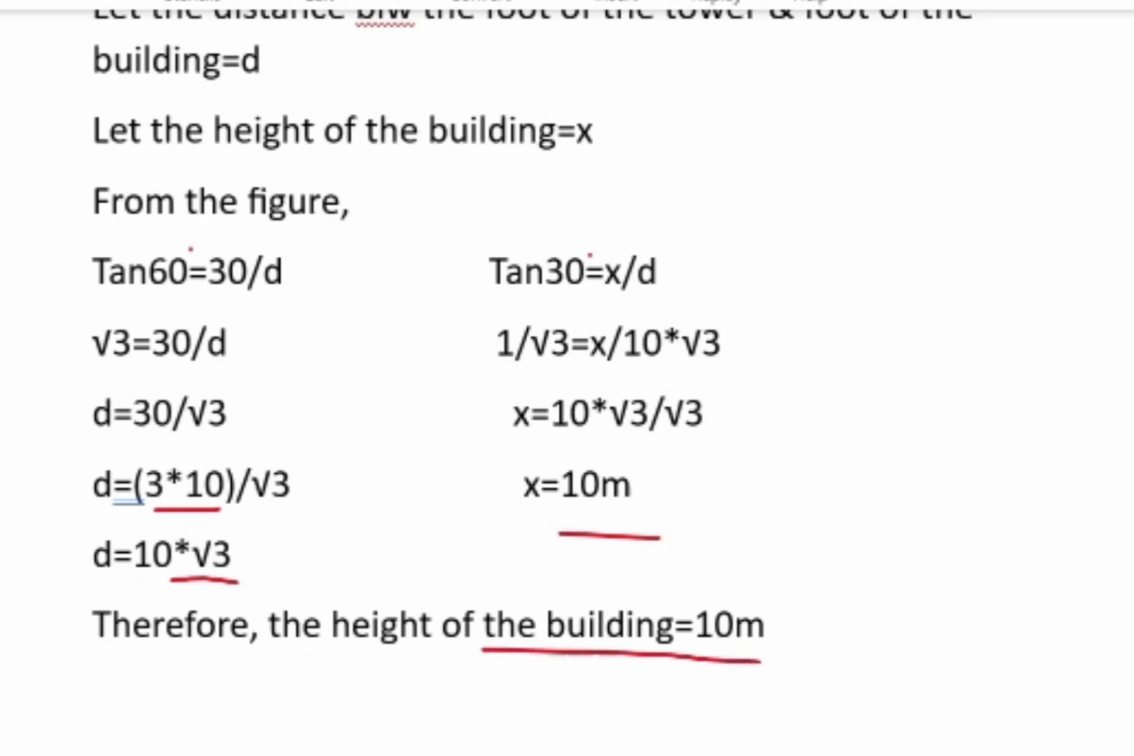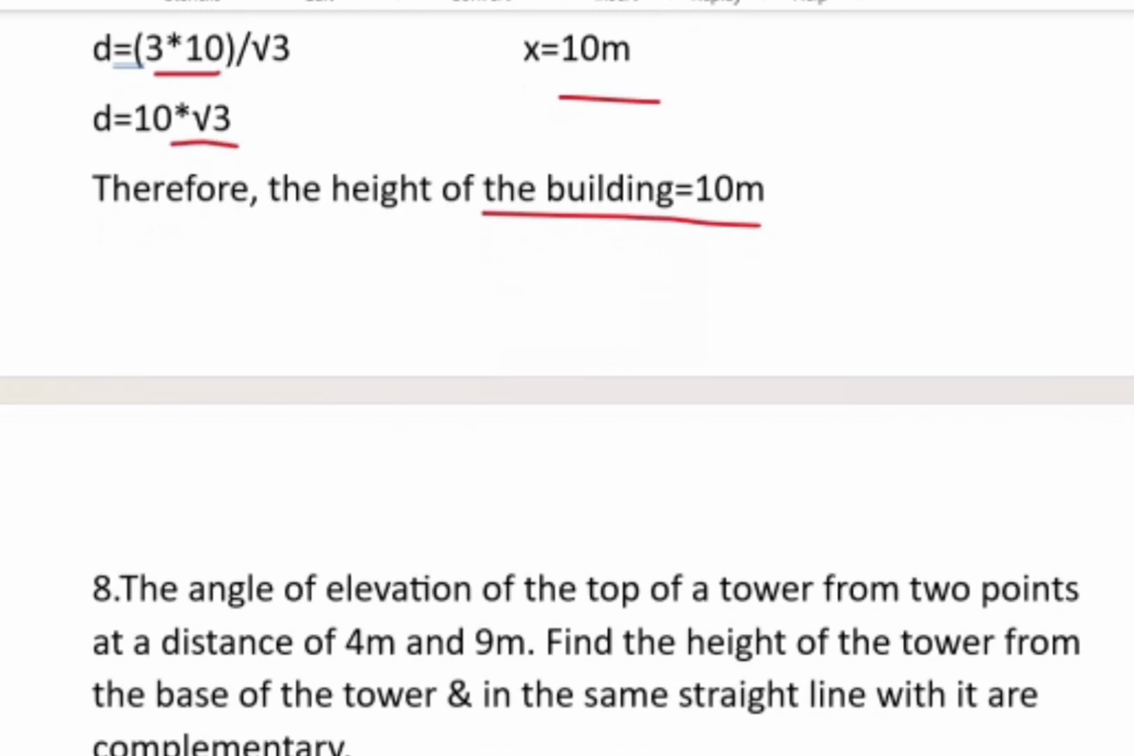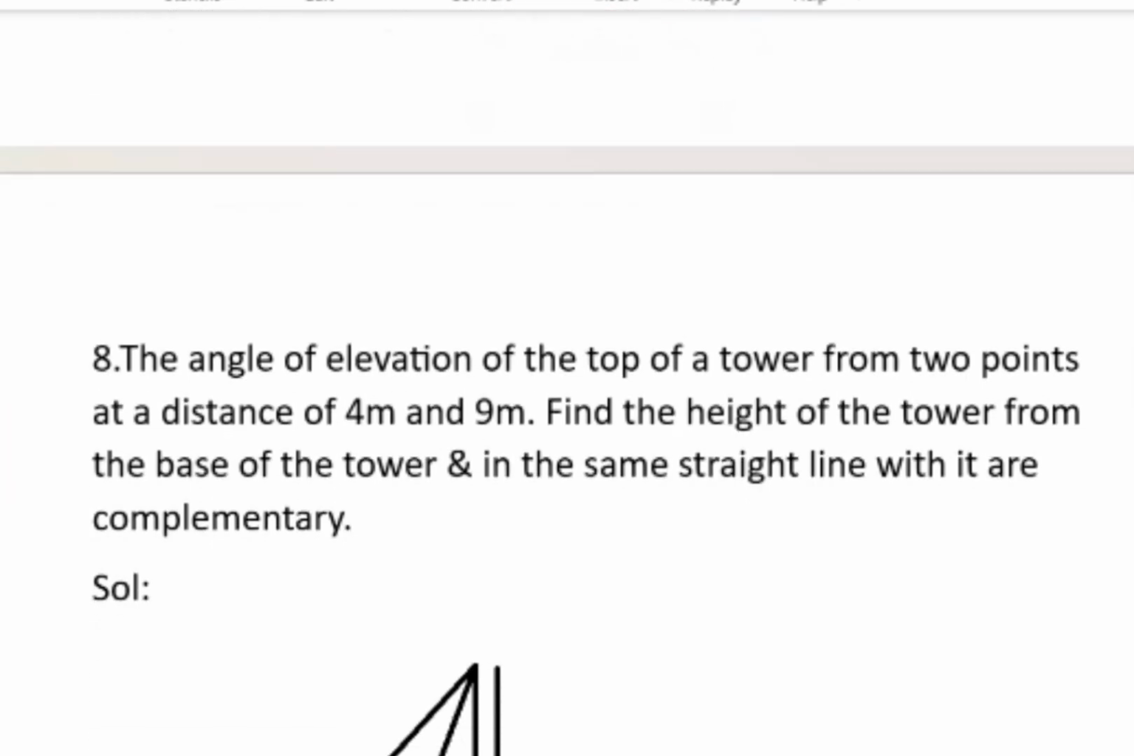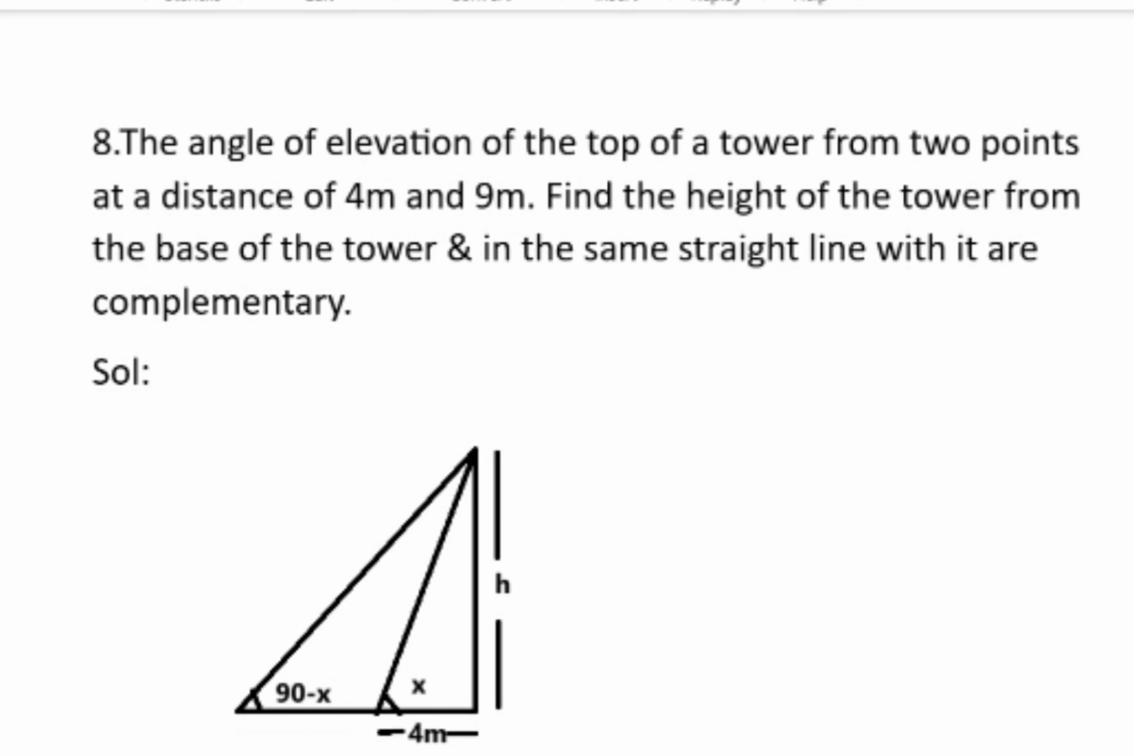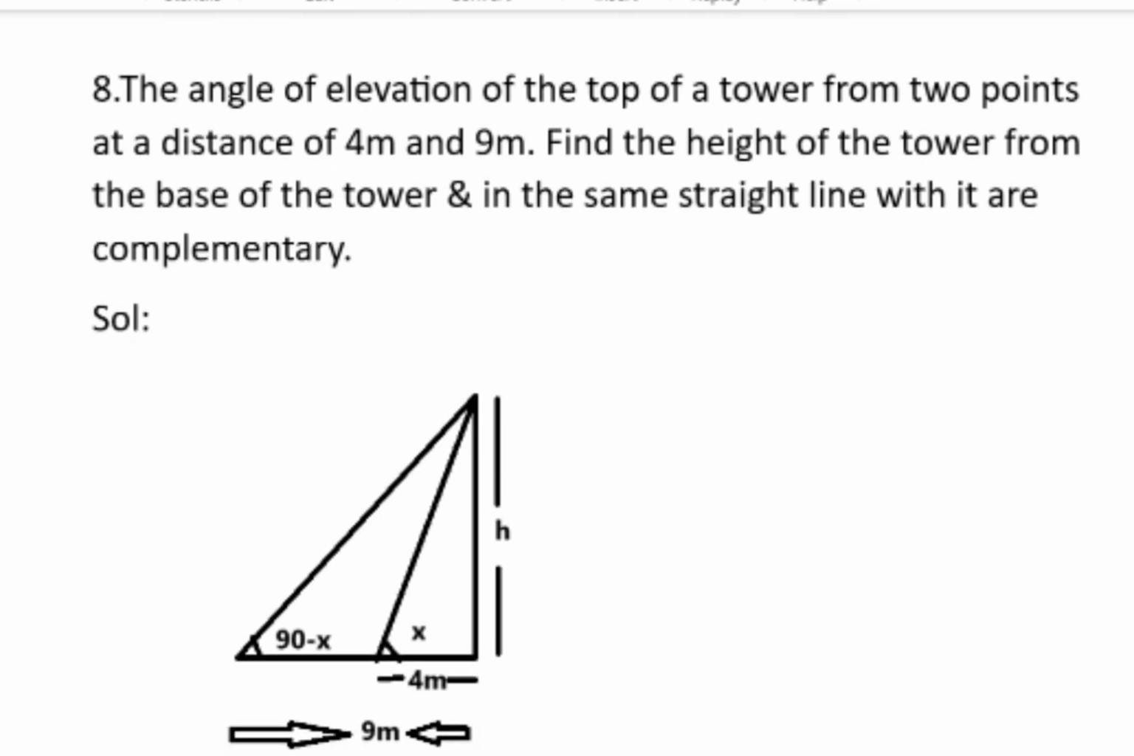Next question. The angles of elevation of the top of a tower from two points at distances of 4 meters and 9 meters from the base of the tower, in the same straight line with it, are complementary. Find the height of the tower. Complementary means the sum of the two angles should be 90 degrees. So draw a figure. The tower height is h, and one angle is x and the other angle is 90 minus x. He gave the total as 9 meters and the base as 4 meters.